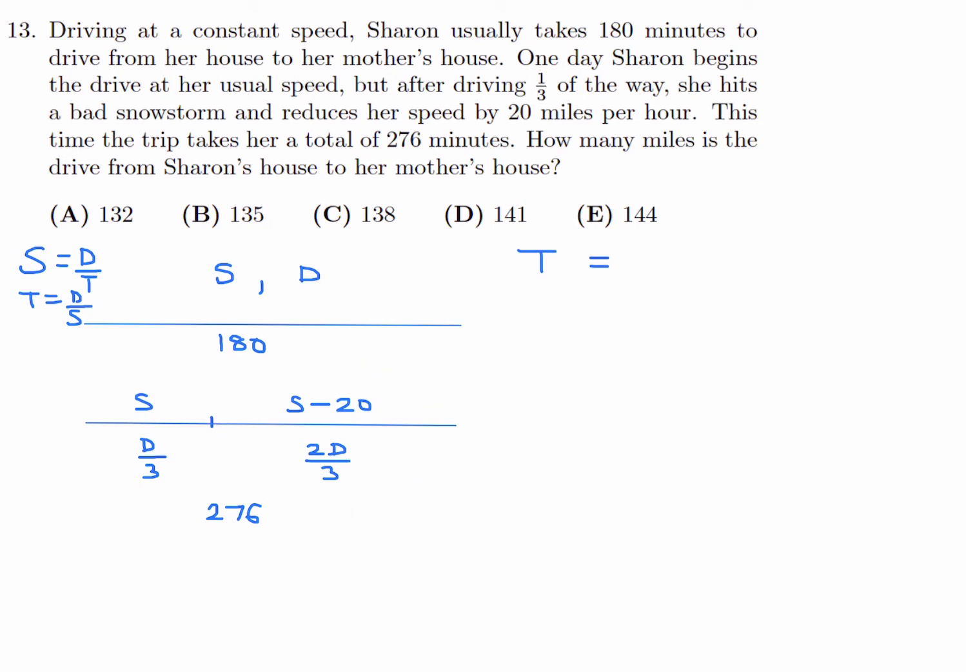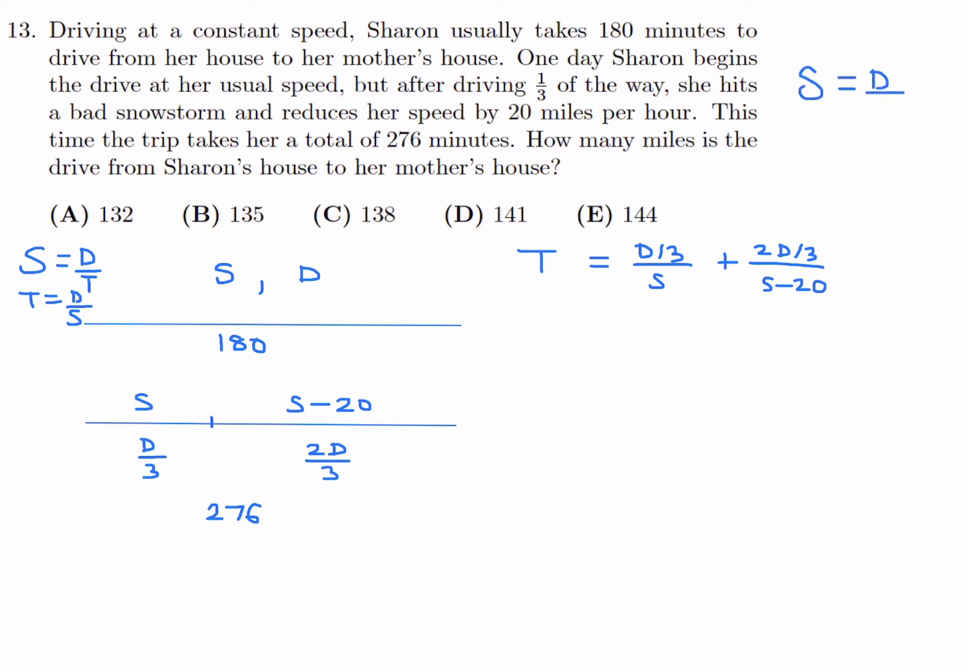So using distance over speed, this distance is d over 3 over s, and the next distance would be 2d over 3 over s minus 20. And then from the first part, we know that speed is equal to distance over time, or time is equal to distance over speed, either one. But speed is equal to distance over time.